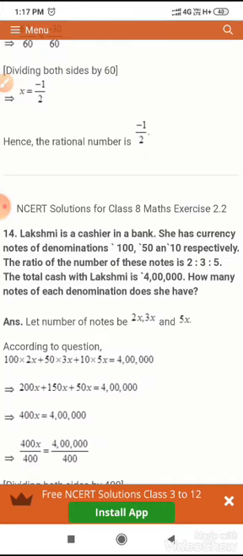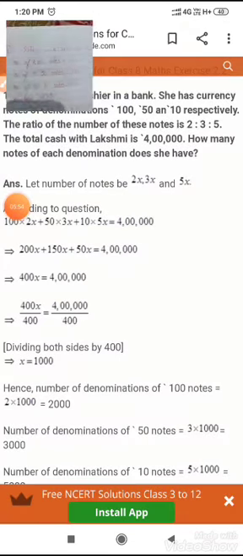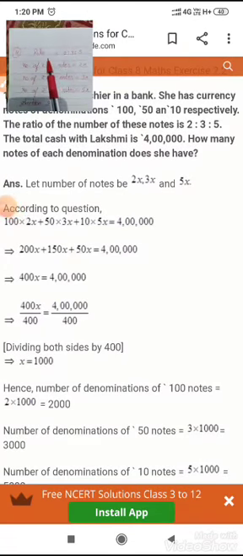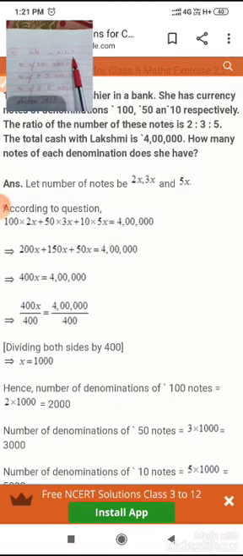In the 14th question, Lakshmi is a cashier in a bank. She has currency notes of denominations 100, 50 and 10 respectively. The ratio of the number of these notes is 2:3:5. The total cash with Lakshmi is 4 lakh. How many notes of each denomination does she have? In question number 14, it is given that the ratio of the notes is 2:3:5. So we assume the number of notes according to their ratio.